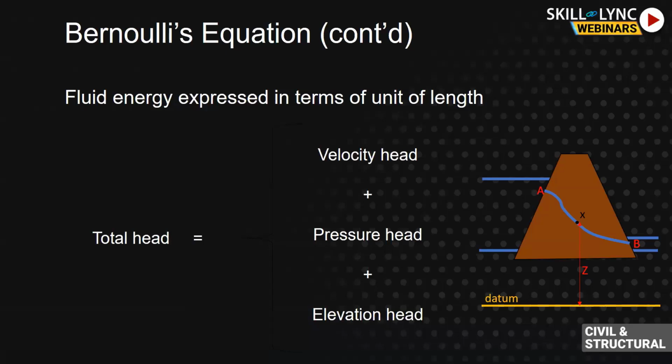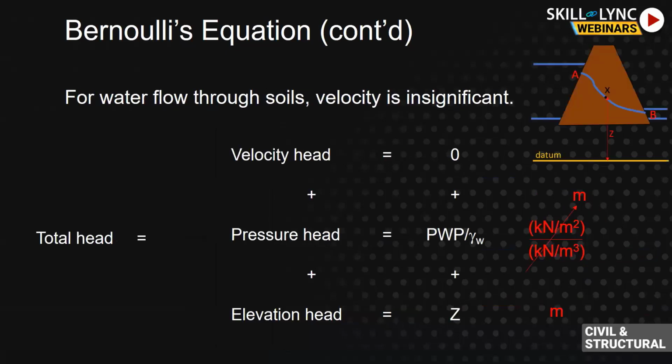Fluid energy is generally expressed in terms of unit of length, and we call that head. So it's velocity head, pressure head, and elevation head. For water flow through soil, the velocity head part is pretty insignificant and very small in number, so we don't usually calculate that. So the total head, for instance at point X, will be the energy component due to the pressure, which is the pressure head, and the next component is the elevation head.